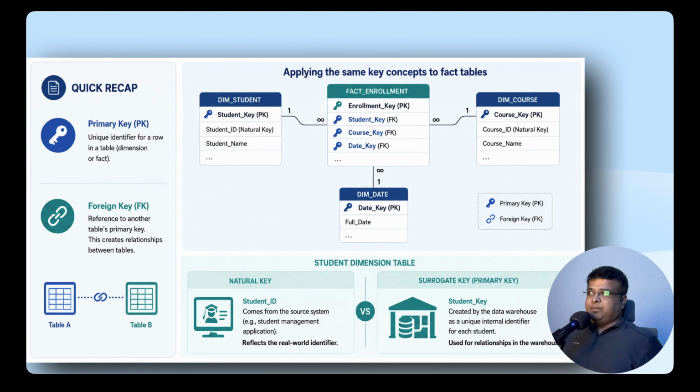the tables are created. So for our example, in our student dimension table, we have student_key, which acts as both the surrogate key and the primary key. That is the official unique identifier inside the warehouse. But we also have student_ID, which is the natural key coming from the original source system, like the student management application where the student record was first created and maintained. So the natural key comes from the real world application, while the warehouse creates its own surrogate key for internal use.